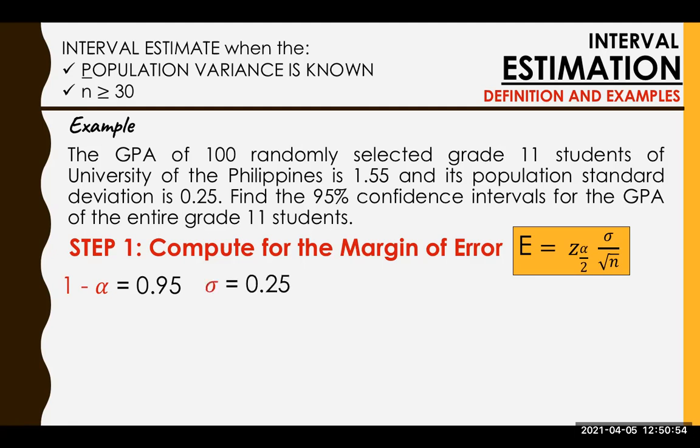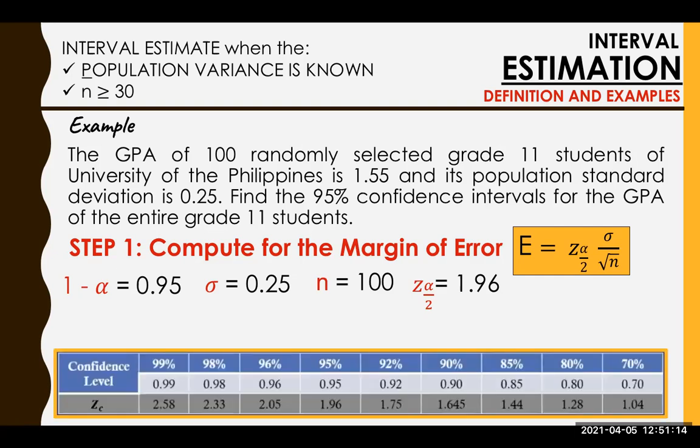So the next given is the population standard deviation, which is equal to 0.25. The next is the sample size, which is 100. And finally, the confidence coefficient is 1.96. So why 1.96? It comes from the table that contains the confidence level of 95% with an equivalent confidence coefficient of 1.96. Okay?